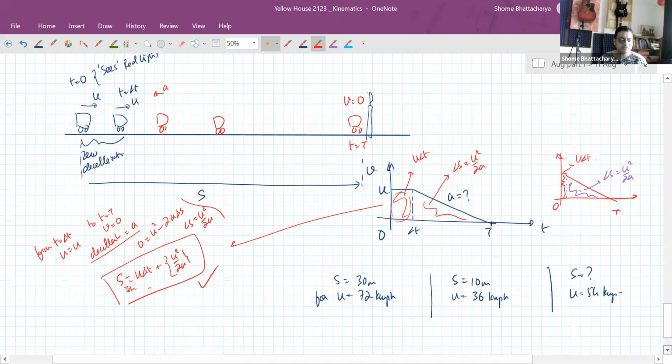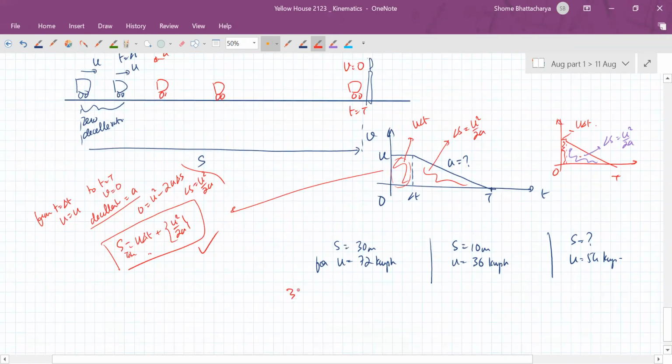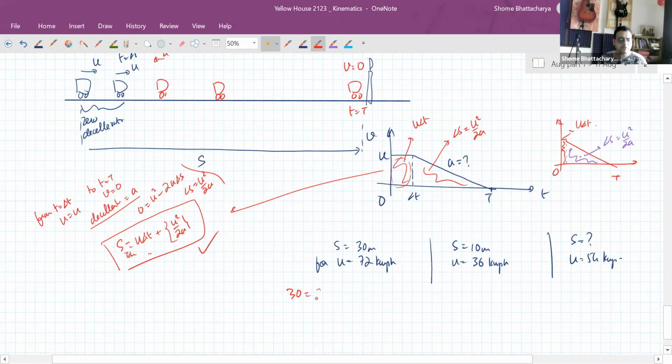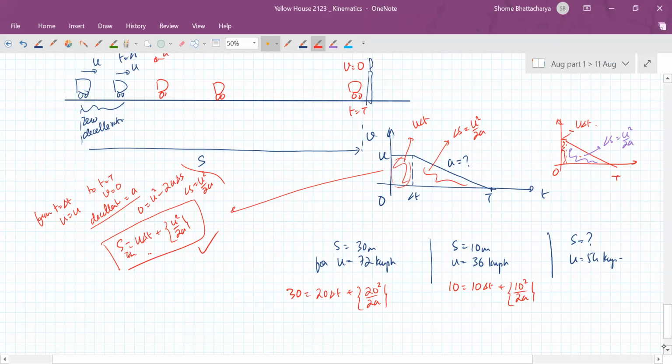So now fit in this data here. So 30 is equal to, I've converted this, 20 delta t plus 20 square by 2a, where a is unknown. And this data is giving me that 10 is equal to 10 times the same reaction time plus u square by the same rate of deceleration. Every time he brakes, the deceleration the brakes provide him is the same. Got it, no? So we have to eliminate.